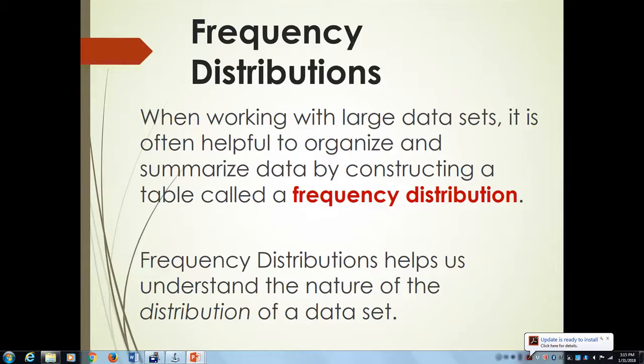Okay. When we're working with a large data set, it's helpful to organize and summarize your data by making a table called a frequency distribution. Frequency just means counts. How many times do you see something? The frequency distribution helps us understand the nature of how the data relates to each other, basically.